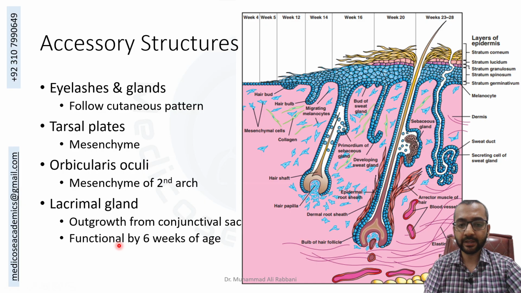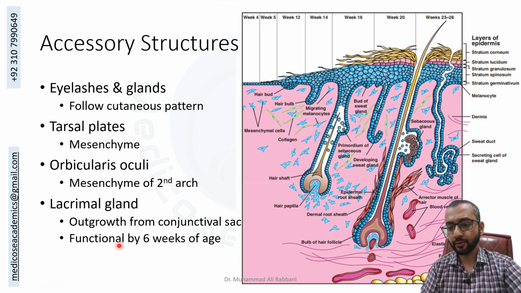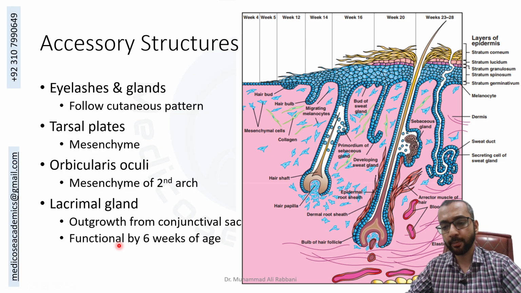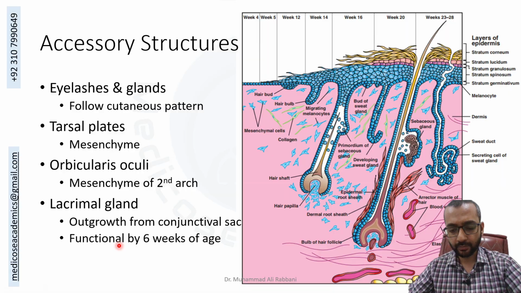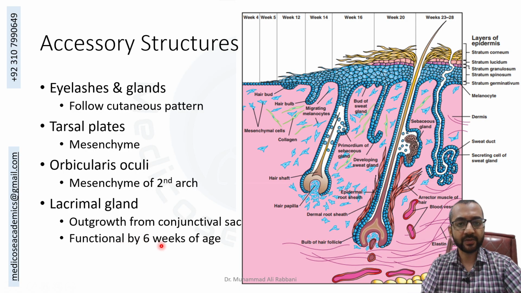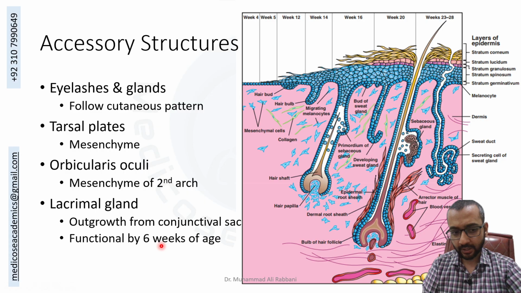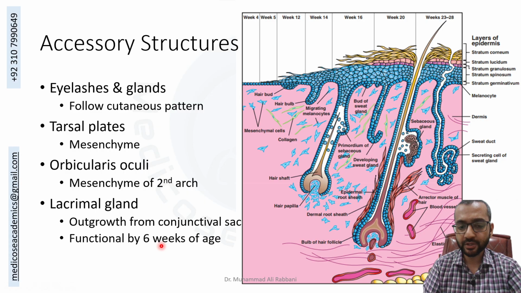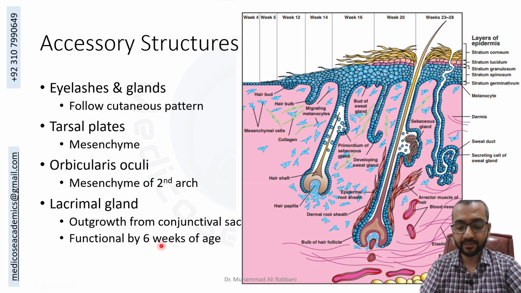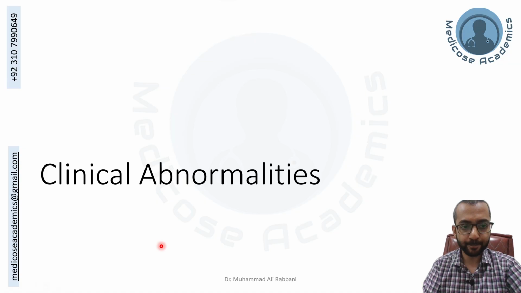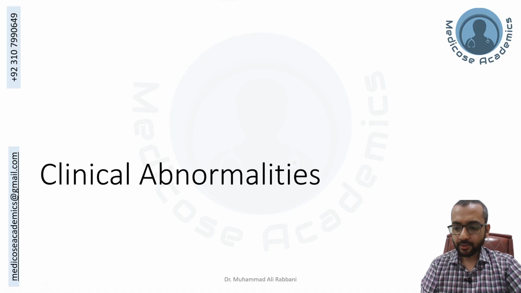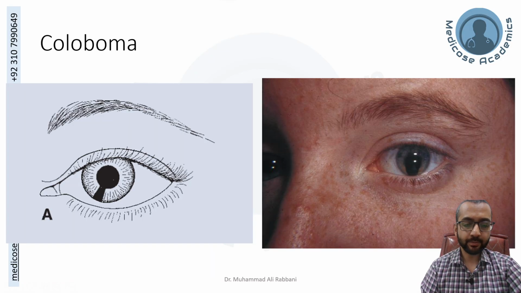So the lacrimal gland, although it does develop intrauterine, becomes functional only in about the 2nd month of life. So it becomes functional by the 6th week. You may have noticed that newborns don't produce tears; they start producing tears when crying in the 2nd month of their life. So that's about the embryology. Let us correlate with some abnormalities.